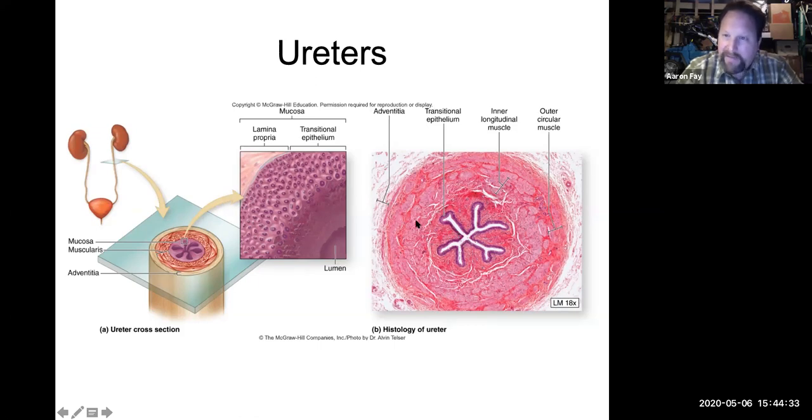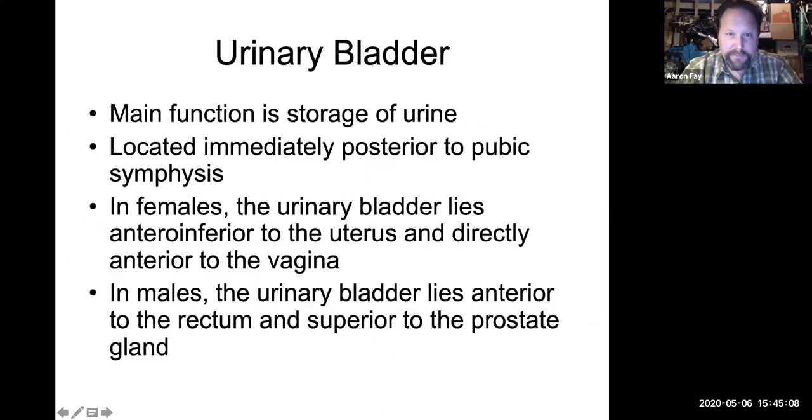And then we're going to have the muscularis, which is a layer of smooth muscle. Note, we have an interesting difference here. In the gastrointestinal tract, we had an inner layer of circular smooth muscle and an outer layer longitudinal muscle. Here it gets reversed. Notice there's an inner layer of longitudinal smooth muscle and an outer layer of circular smooth muscle. So the 2 positions get switched. Outside of that, we have a layer of adventitia or connective tissue. So that is the structure of the ureters.